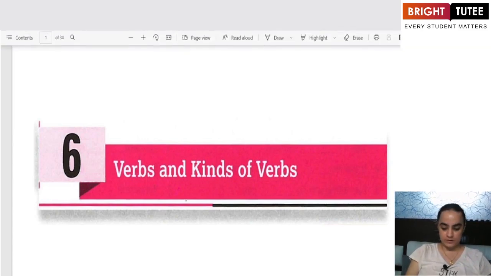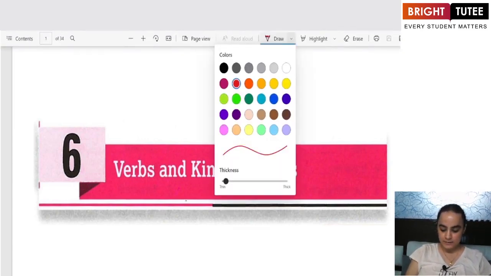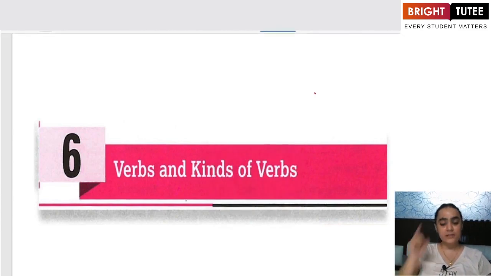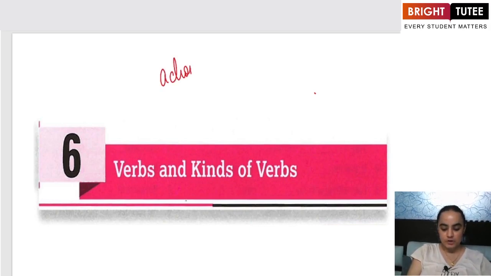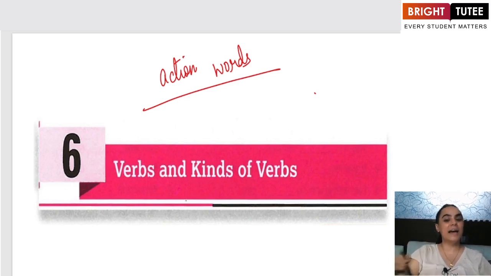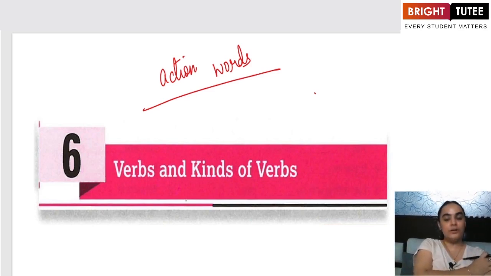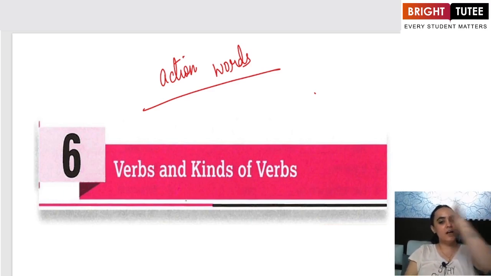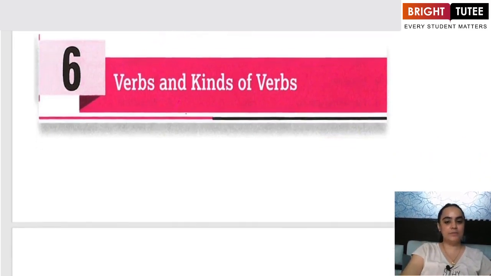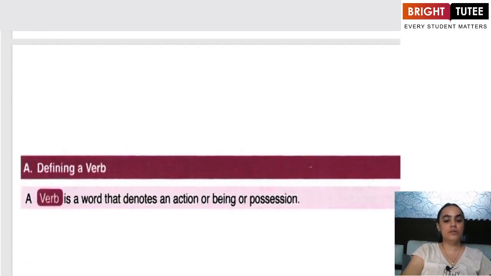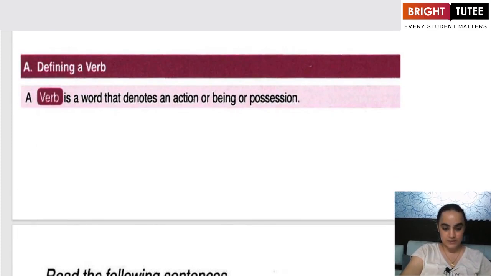Now first of all dear students, what do we understand by verbs? This is something which is the first thing taught to students at an early age: the action words. So what are verbs? Verbs basically are the action words. That word which connects the subject with the object or the predicate is the verb. In this chapter, we are going to learn about the verb as well as the different kinds of verb.